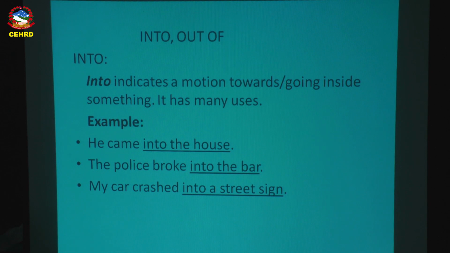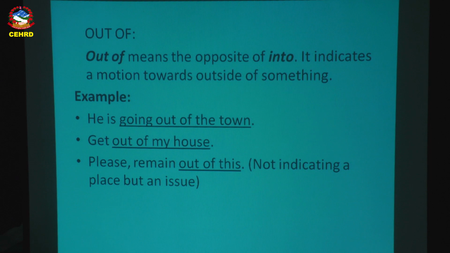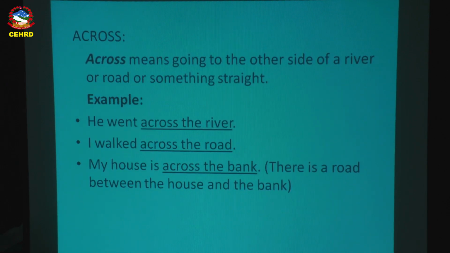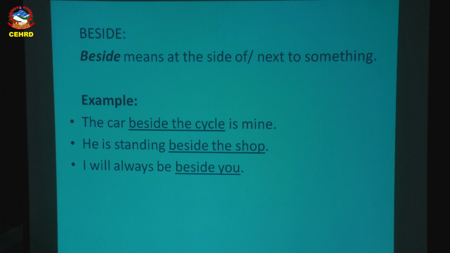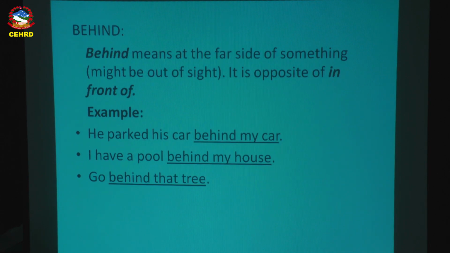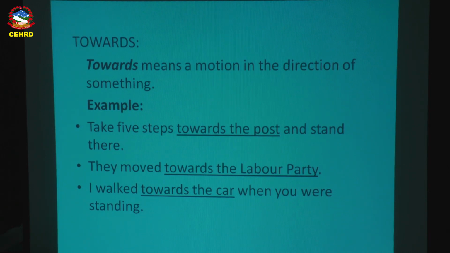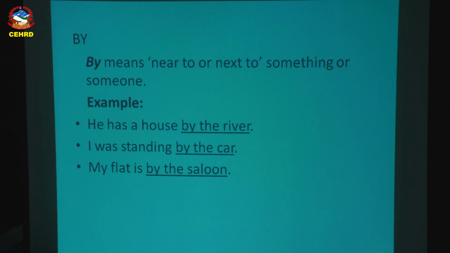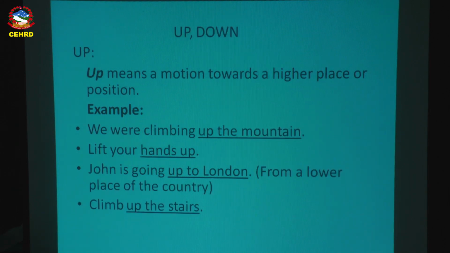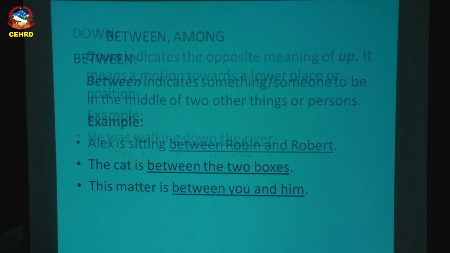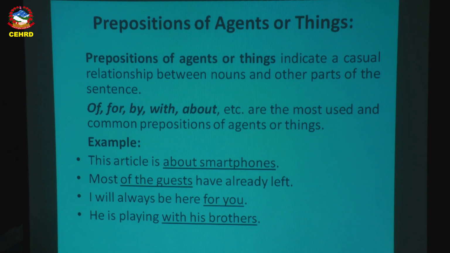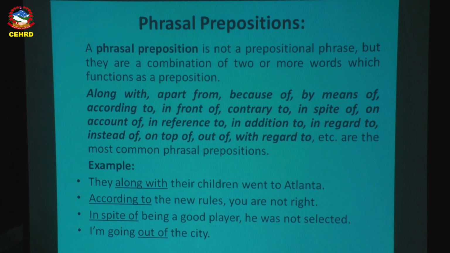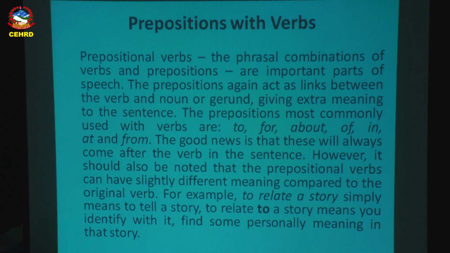Next, out of, into, already done. Out of: the rat came out of the box, I told you. Into the box. Out of, through, across, I told you. Across also. Beside means near, that's also there. In front of, I told you already. Behind means at the back. Towards means going to a direction. By means near also, sometimes near, and sometimes we use it with an agent also. Up and down is already there. Between, among. Prepositions of agents are not so important, but they're there, right?